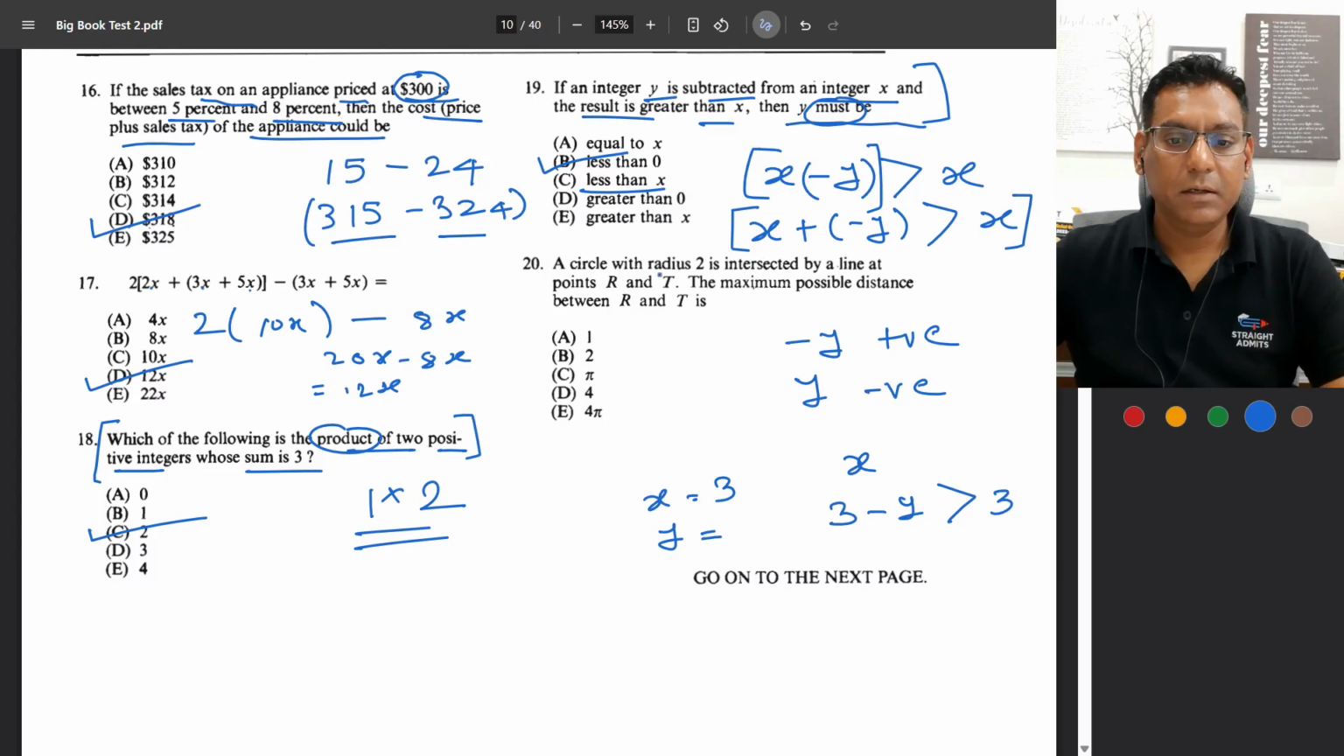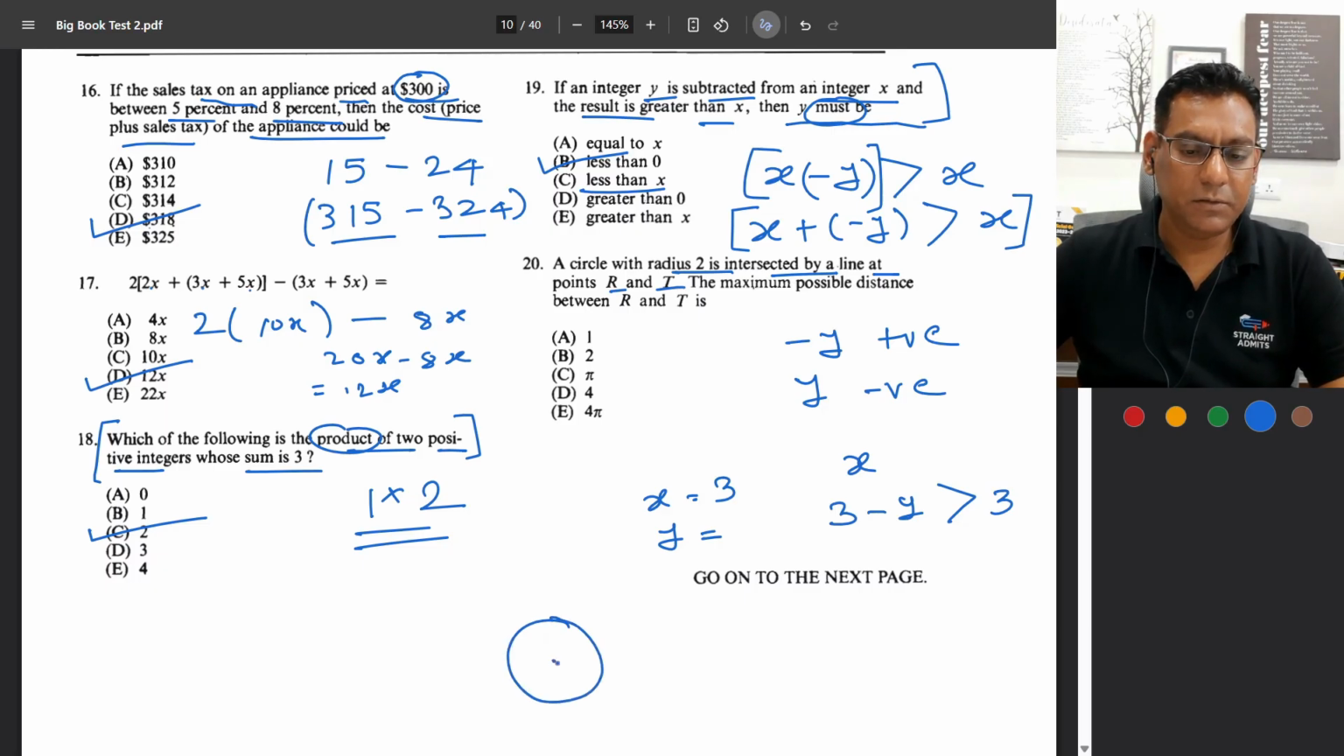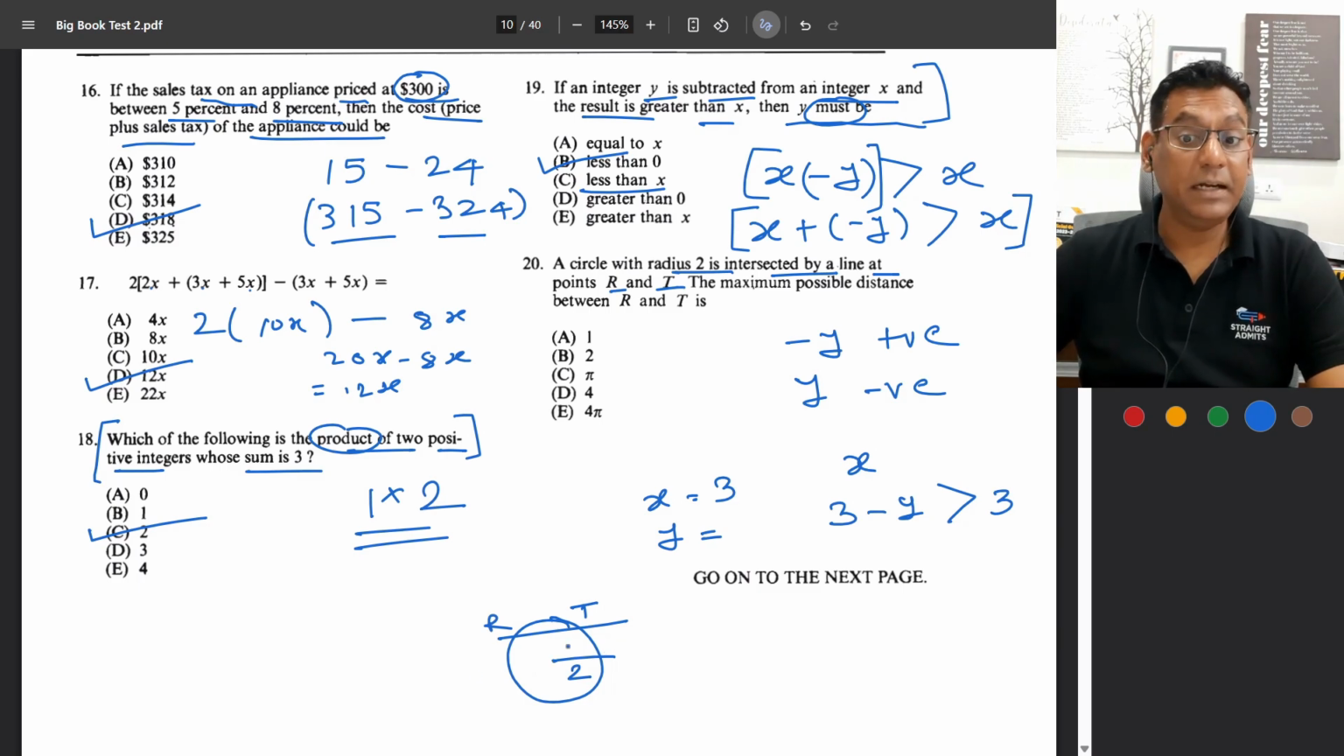Okay, fine. A circle with radius 2 is intersected by a line at points R and T. Circle with radius 2. Whenever there is a circle, always be mindful whether it's radius or diameter. Circle with radius 2 is intersected by a line at points R and T. So this is R, this is T. The line could be anywhere. It could also be the diagonal.